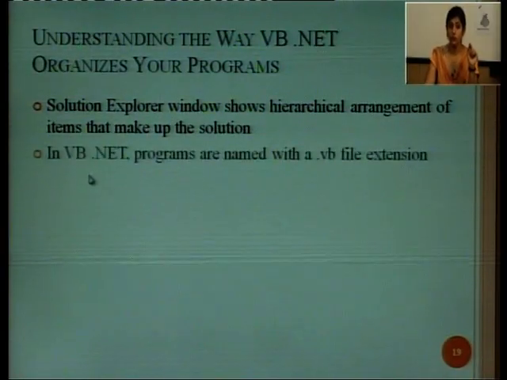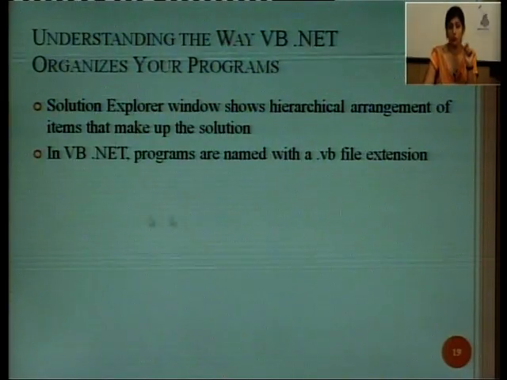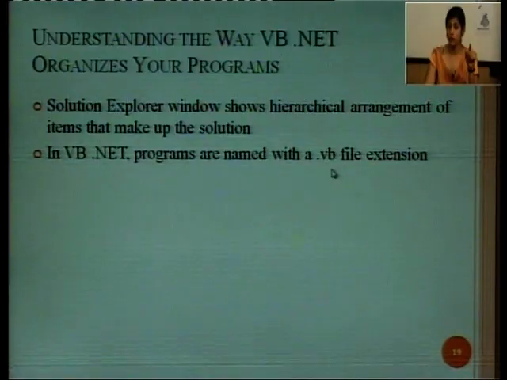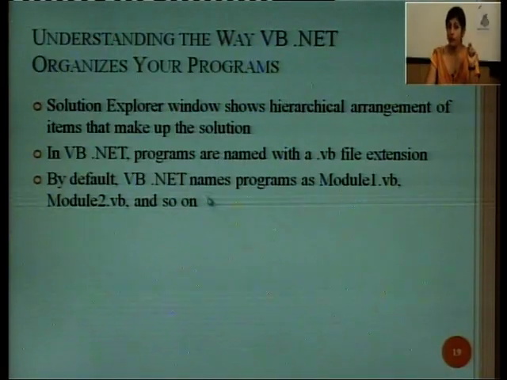Now, in VB.NET, programs are named with the .vb file extension. Note this down, it may come in your paper also. In VB.NET, programs are named with the .vb file extension by default.